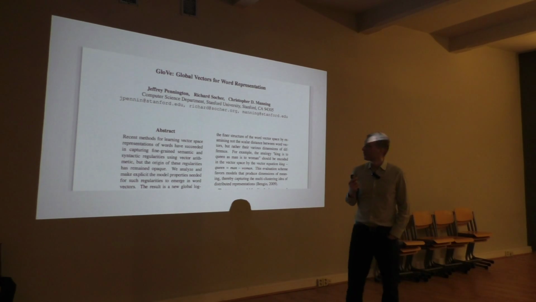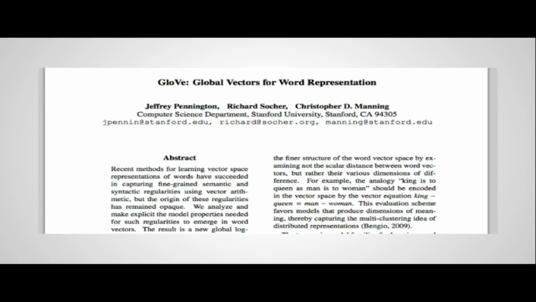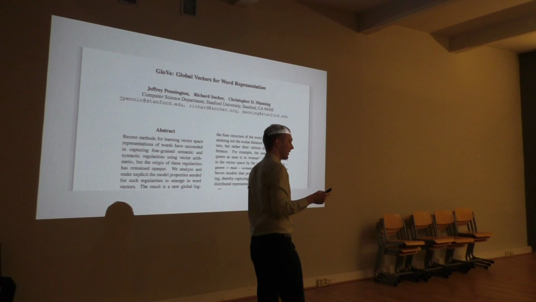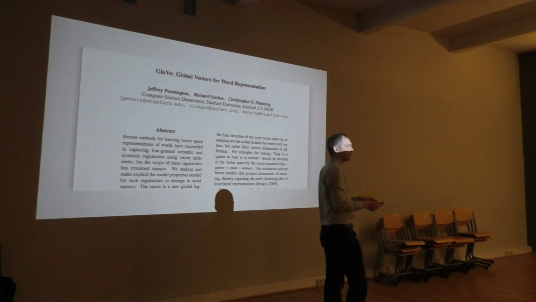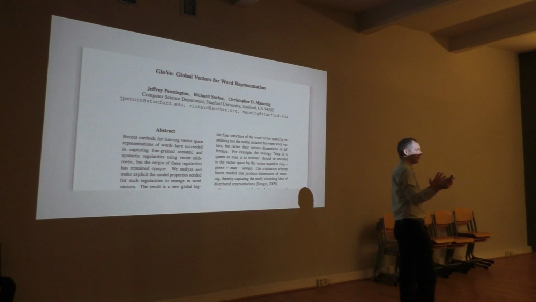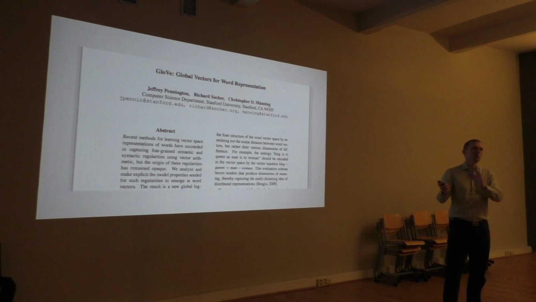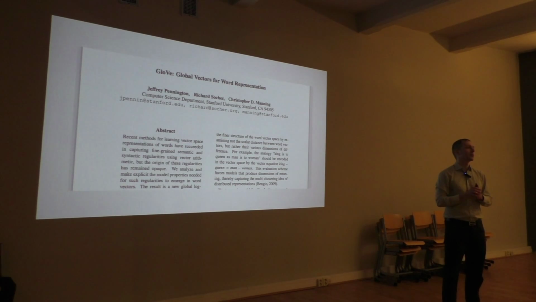A bit later, the people from Stanford released a very nice paper on what they call GloVe, global vectors. They started from a different point. Instead of just putting down some formula, they started thinking, okay, if we want similar words to be similar, what should the similarity function look like? They start from first principles.